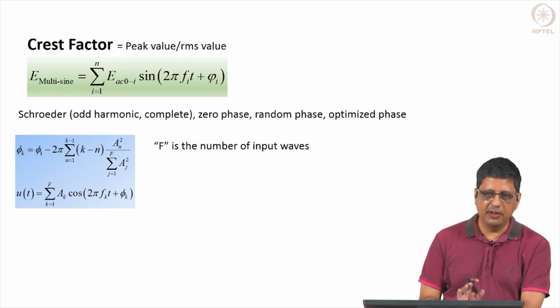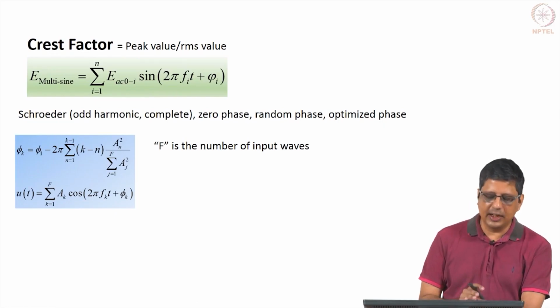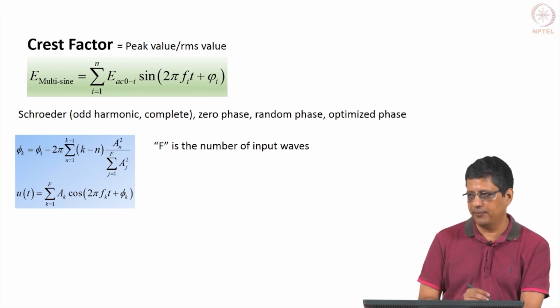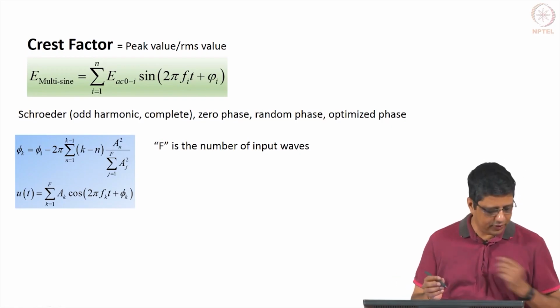If you want optimal phases, there is no analytical formula to calculate it as of now. It has to be done using a numerical method. But if you have an analytical formula, it is a lot faster to generate these phases. So, at least I think one company uses the Schroeder phase with odd harmonic, the commercial one. If you have n number of waves, or here f number of waves, you can use this formula to calculate, k equal to 1 to f, and you can generate the waves from this.